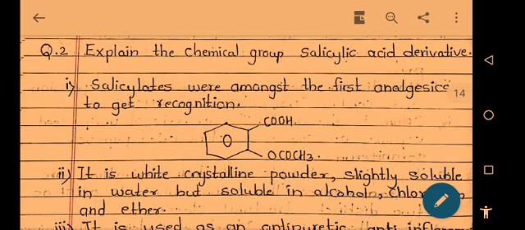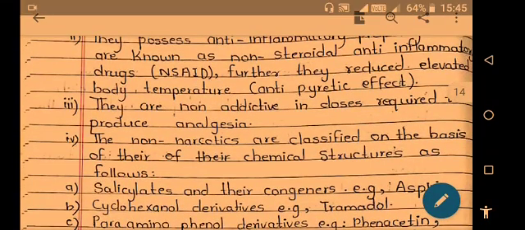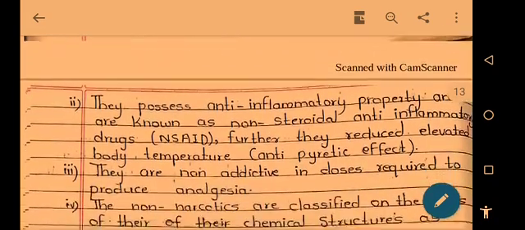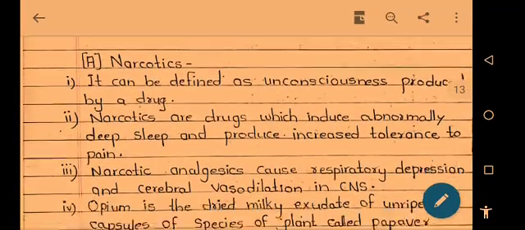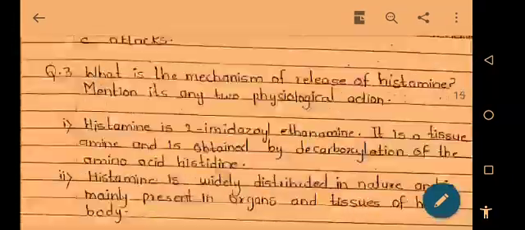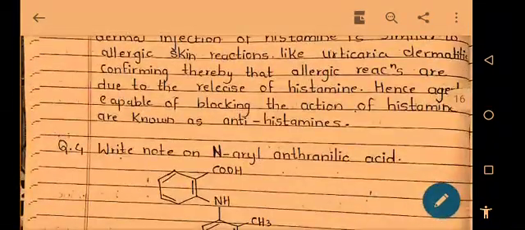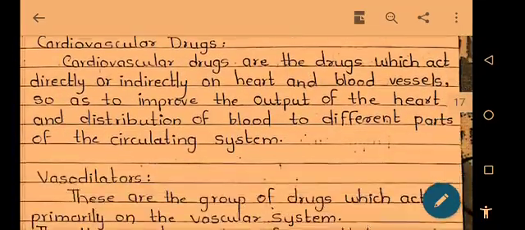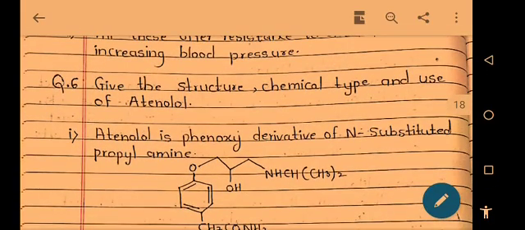In drugs and dyes, in the last lecture we have studied narcotic drugs, non-narcotic drugs, histaminic drugs, N-aryl anthranilic acid, cardiovascular drugs and atenolol.